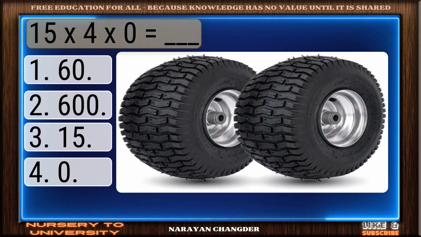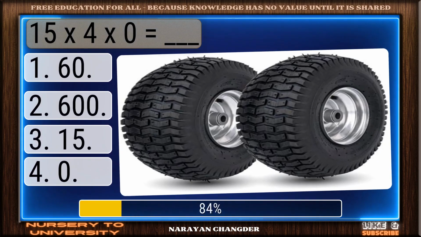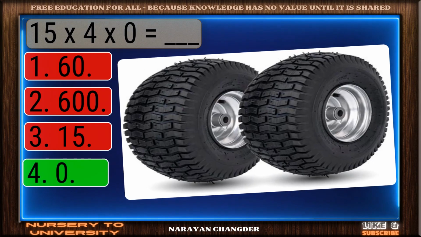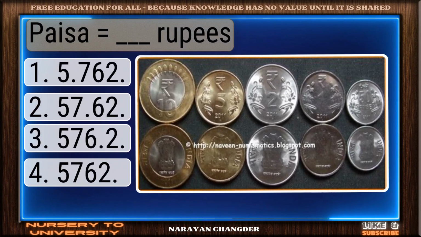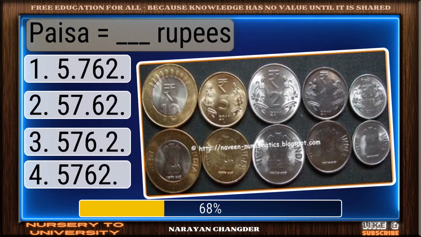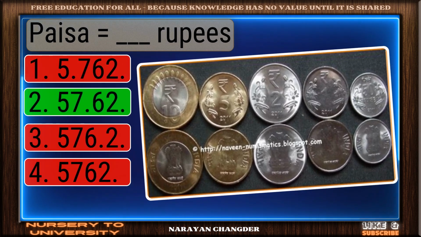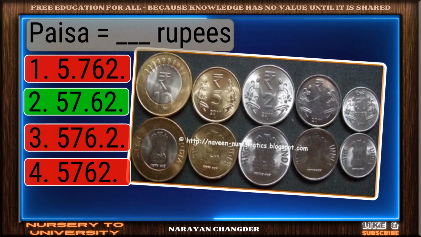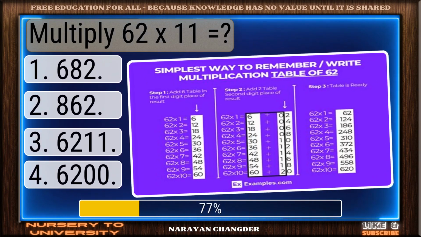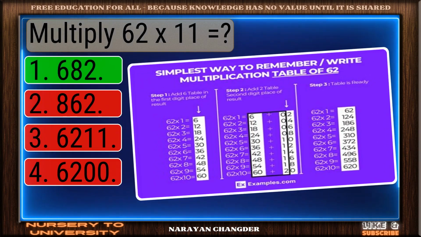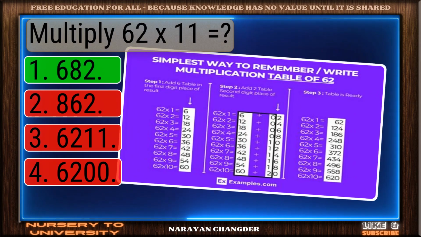15x4x0 equal to the dash. Excellent. Zero is a brilliant choice. Paisa equal to dash rupees. 5762 is the accurate answer. Multiply 60x11 equal to. Nicely done. 682 is a solid answer.